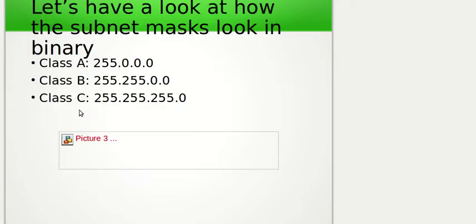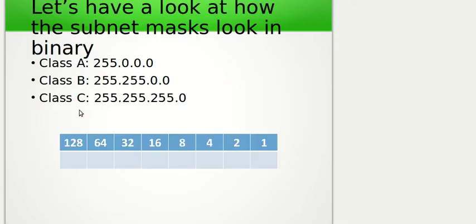Very simple. Now let's do the same thing with our subnet masks. Let's see how a subnet mask looks in binary. In this case, the class A subnet mask is 255. To make 255: 128 plus 64 is 192, plus 32 is 224, plus 16 is 240, plus 8 is 248, plus 4 is 252, plus 2 is 254, plus 1 is 255.